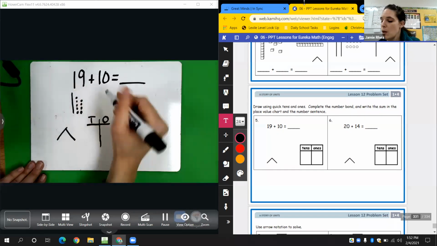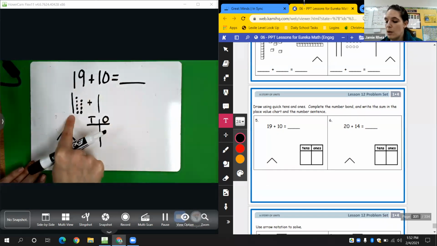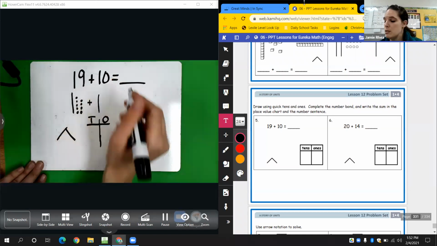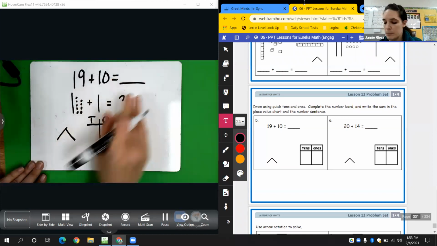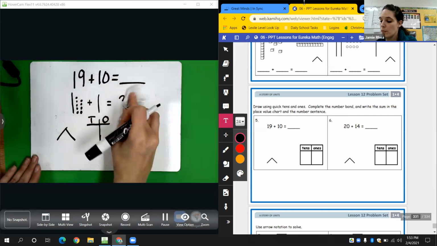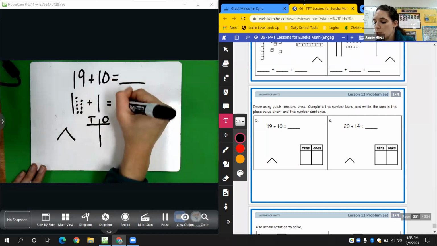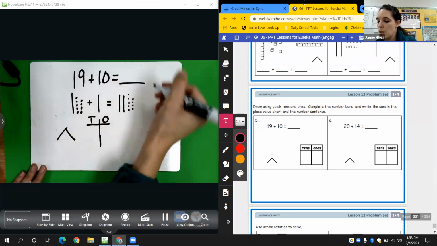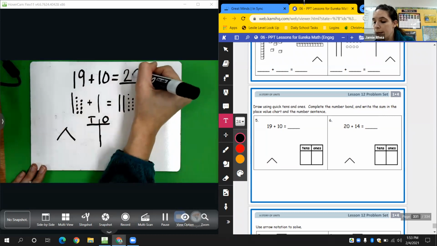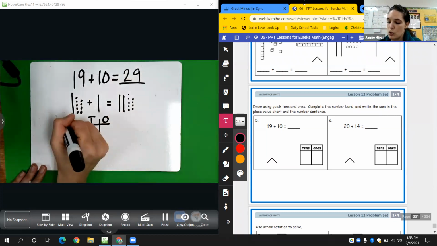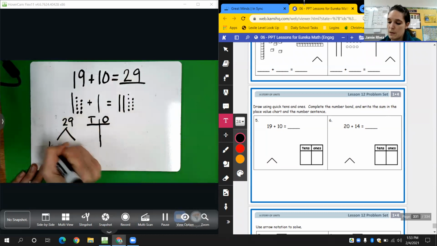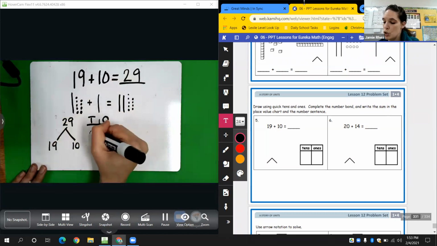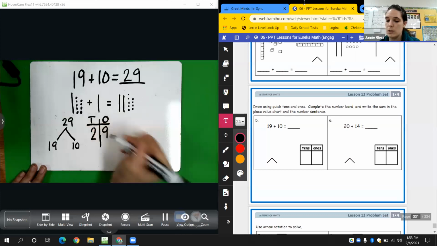How many 10s? 1 10. Now I can go 1, 2 tens. Whoops. 2 tens and 9 ones. I can put it up here. 2 tens, 9 ones. That was the same as 19 plus 10. Now I need to put it over here. I need 2 tens, 9 ones.